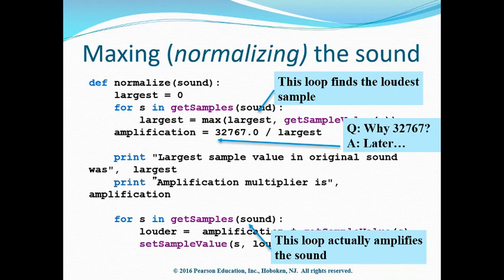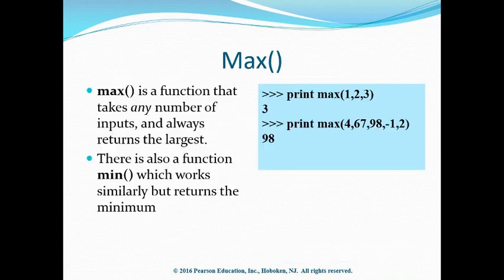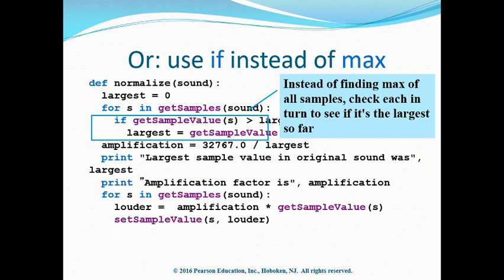So here's our function for normalizing sound. Largest equals 0. We go through and we find the maximum of the largest versus the sample value. And we have amplification equals 32,000 again divided by largest. And then we print it out. So max is a function that takes any number of inputs and always returns the largest, right? So in this example, we can say max of 1, 2, and 3 is 3. Max of 4, 67, 98, negative 1, 2, and 90 is 98. There's also a min function which works similarly but returns the minimum.